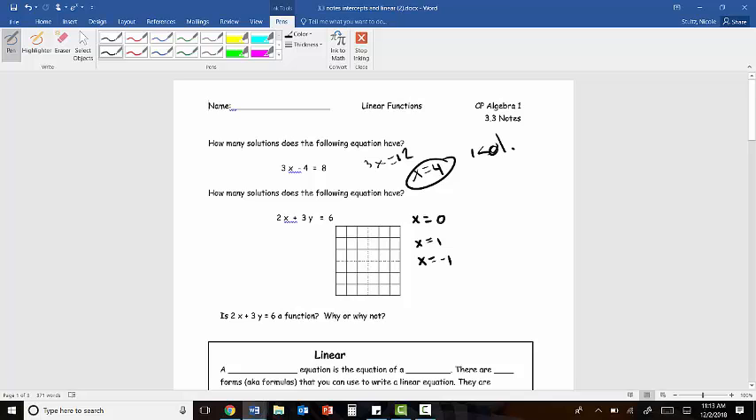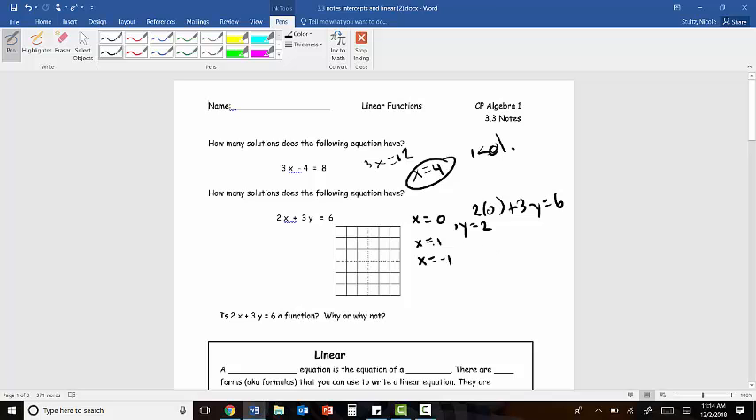To solve it, that means you have to substitute 0 for x. So it'd be 2 times 0, and you have to solve for y then. If I do 2 times 0, that just is 0, so we can ignore that. 3y equals 6, so y equals 2.